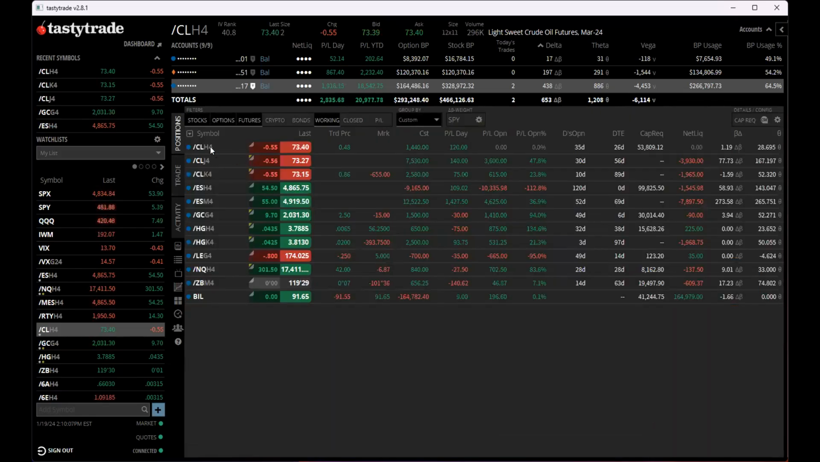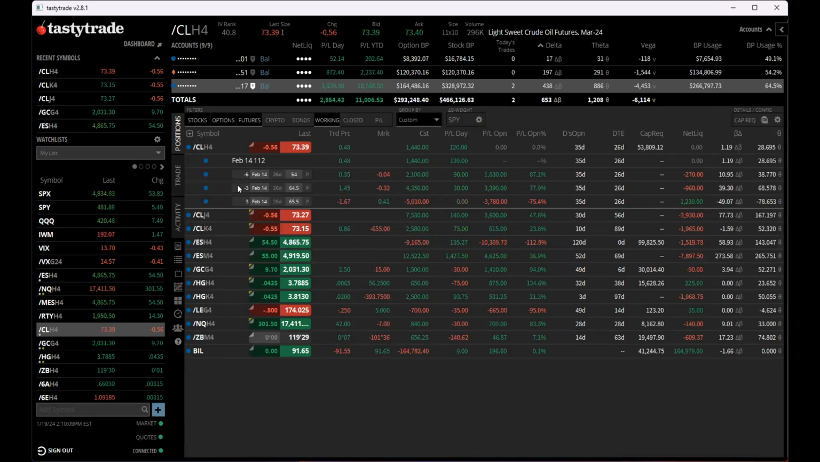If I'm looking at my oil accounts, what I'm waiting for is, I've got a 112 trade here. This one's getting close to 95%. We're not there yet, but this one's in good shape.